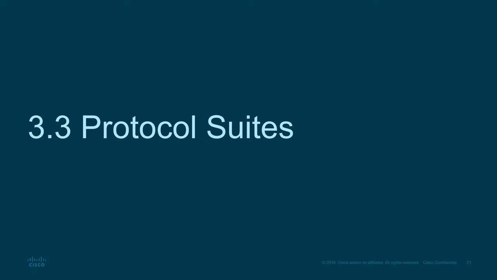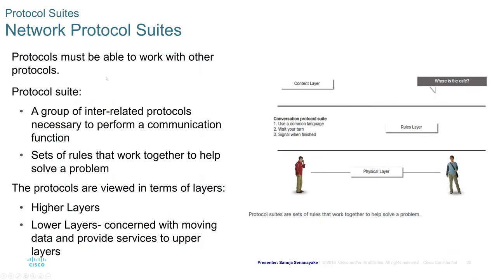We're going to look at protocol suites. Protocols must be able to work with other protocols, and that's where protocol suites come from. We can define that as a group of interrelated protocols necessary to perform a communication function. It is a set of rules that work together to help solve a problem. The protocols are viewed in terms of layers, like the higher layers and lower layers. The lower layers are concerned with moving data and provide services to upper layers at the higher levels.